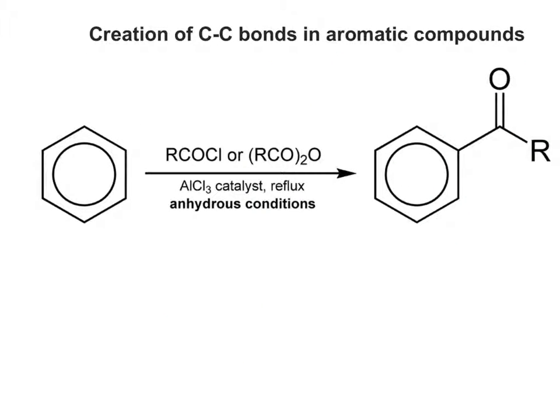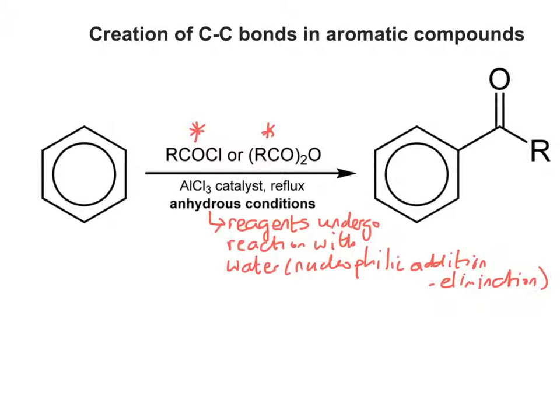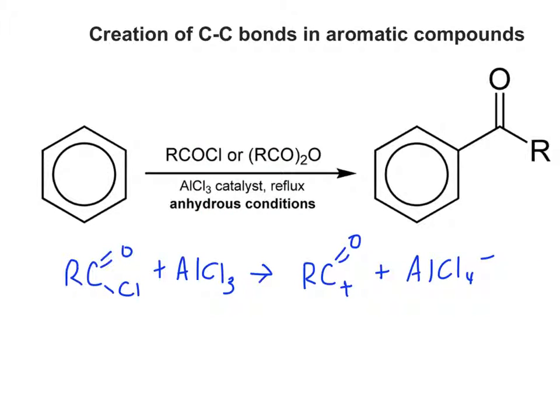So this time we'd have a different electrophile, and a really important additional condition here is anhydrous, absence of water, because the reagents, your acyl chloride or your acid anhydride that you've got there, will undergo reaction with water. Nucleophilic addition-elimination will be the mechanism. So just taking the acyl chloride, for example, the acid anhydride would do a very similar thing.